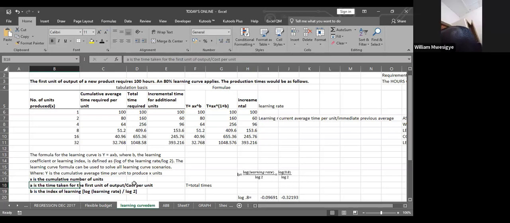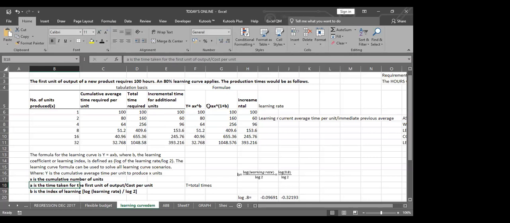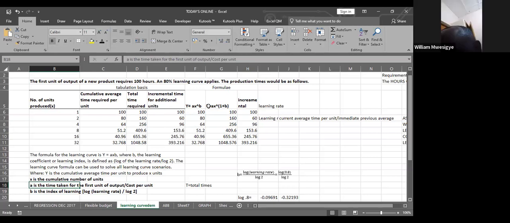Yes. Okay. Another question I had is, if for example the company is producing 4 units. Yes. And then they ask you to calculate the total time to produce all those 4 units.